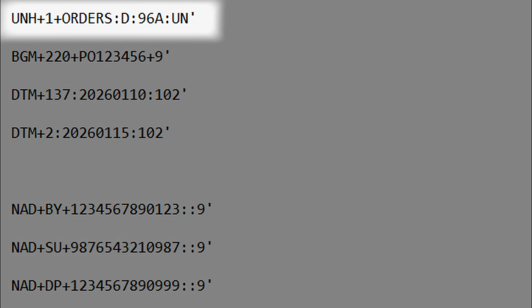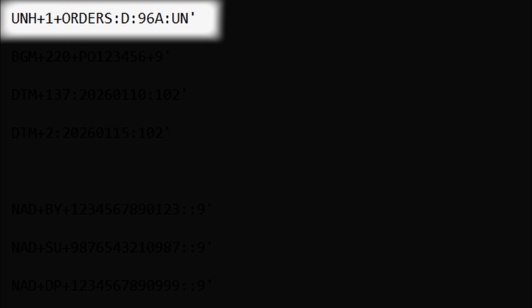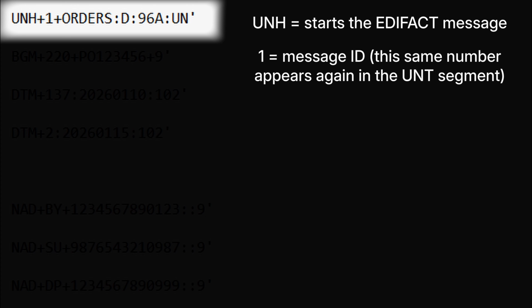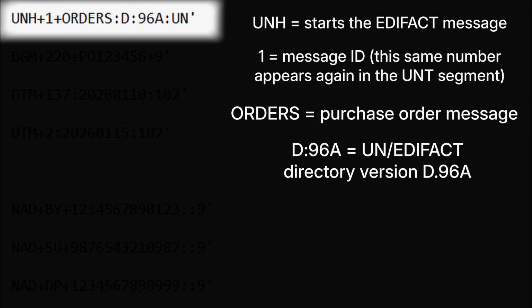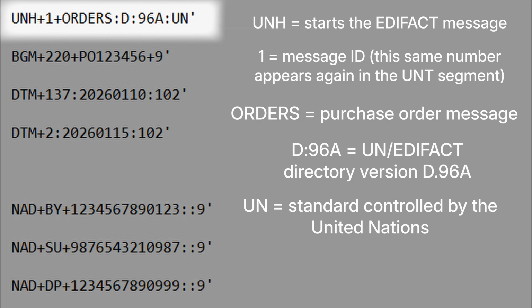We start with the UNH segment, which is the message header. UNH indicates the beginning of a single EDIFACT message. The value 1 is the message reference number. This is an internal identifier that must match the value used later in the UNT segment. ORDERS D96A UN tells us the message type and version. ORDERS means purchase order. D96A is the EDIFACT directory and version. UN means UN EDIFACT standard.